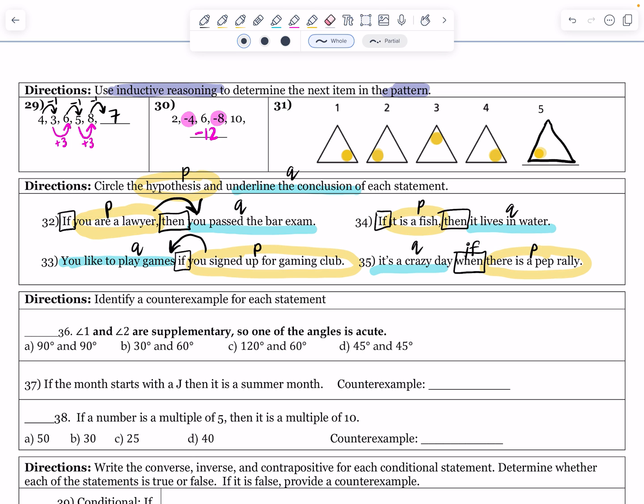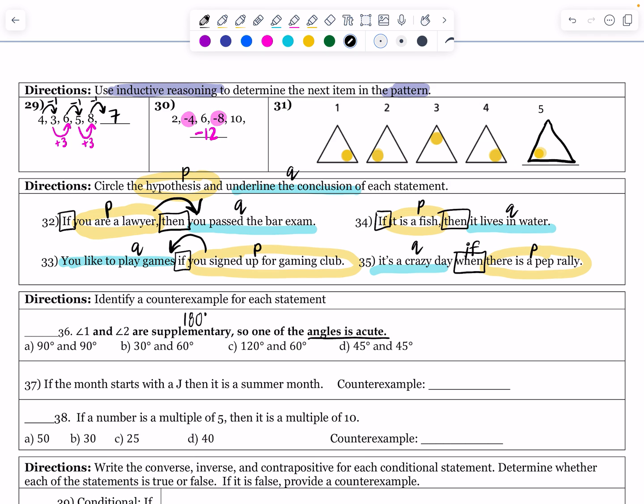All right, identify a counterexample for each statement. And it's multiple choice on this first one. So if 1 and 2 are supplementary, then one of the angles is acute. So we're looking for supplementary, which means that they add up to 180. So if I'm looking for a counterexample, it has to be true for the first part, but it has to fail the second part, meaning that they're not acute.